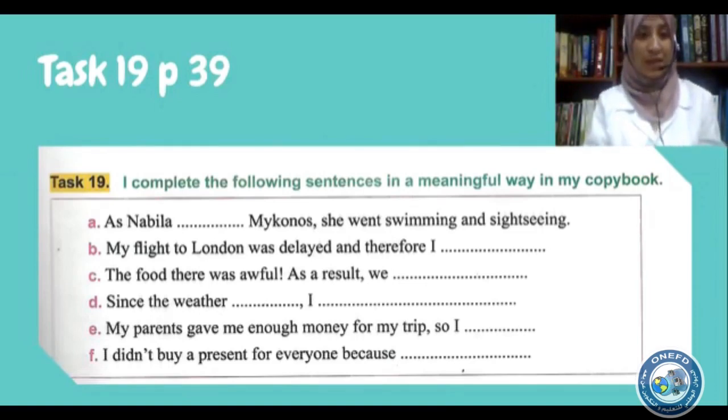I read quickly the sentences. A. As Nabila visited Mykonos, she went swimming and sightseeing. B. My flight to London was delayed and therefore I. C. The food there was awful. As a result, we. D. Since the weather, I. E. My parents gave me enough money for my trip, so I. F. I didn't buy a present for everyone because. So, start doing the task, please. You have 4 minutes.